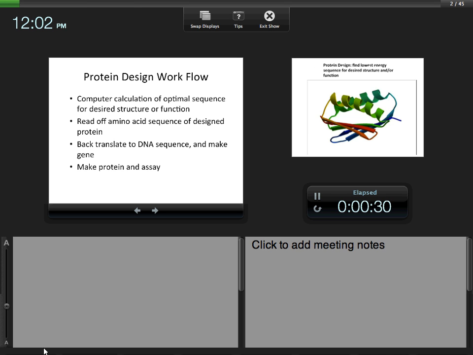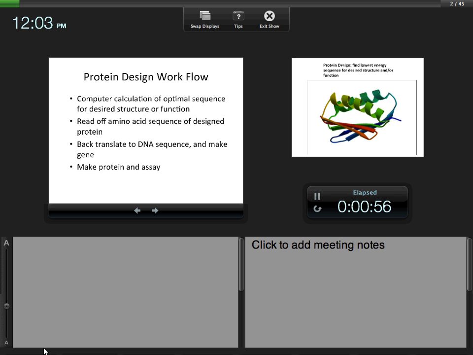Then we either assemble it from oligos or we just buy genes, and then we make the proteins and assay them. I put this slide in because sometimes I give talks and people ask me if I ever do any experiments. I don't do many experiments myself, but if we ever do experiments, everything I'm going to tell you about is essentially an experimental result.